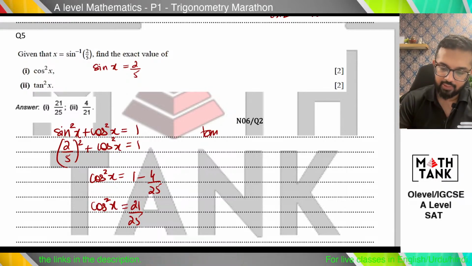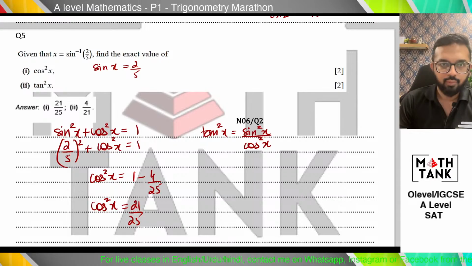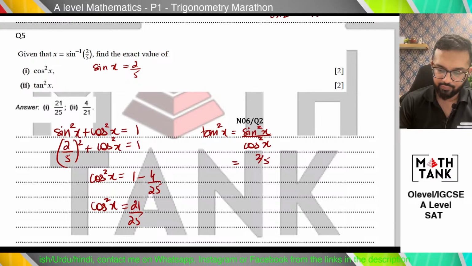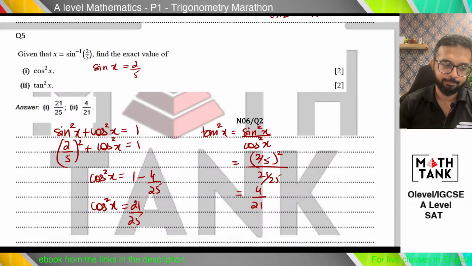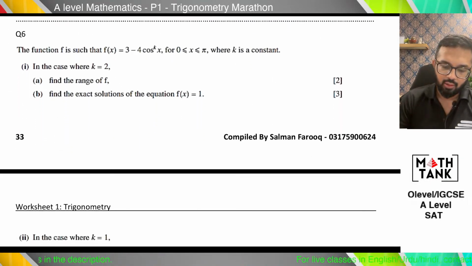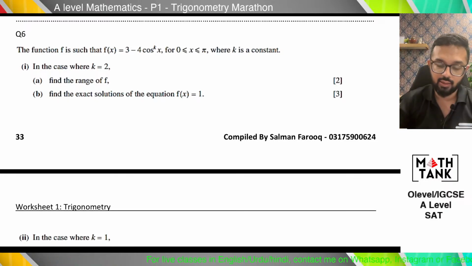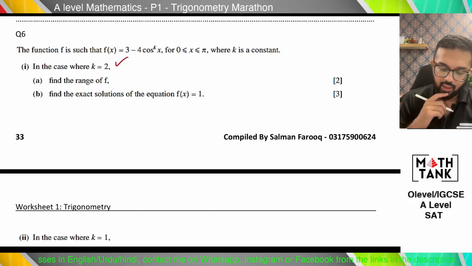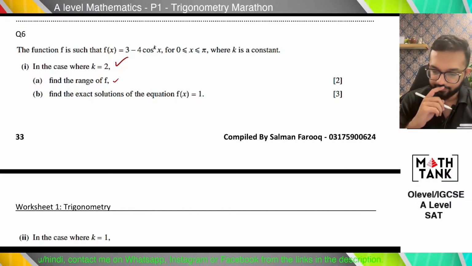And then tan square x is simple. It's just sine square x divided by cos square x. And I can do 2 over 5 squared divided by 21 over 25. So I get 4 over 21 from my calculator. Next, I have the function f such that f of x equals 3 minus 4 cos power kx. Okay, the k is a constant. In the case where k equals 2, find the range of f.